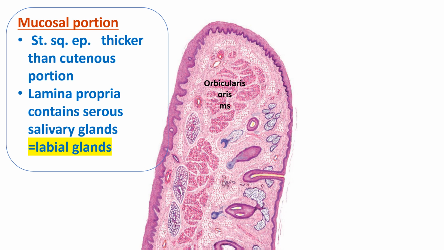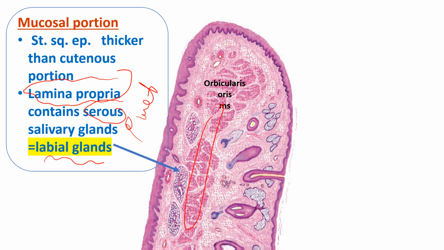Beneath this epithelium, there is a loose connective tissue called lamina propria. This lamina propria contains serous salivary glands. Why do we have salivary glands? To keep our lip wet. This serous salivary gland here is called the labial gland. Can you see here that this is a circular skeletal muscle covered from inside by the mucosal portion, which is epithelium and lamina propria. In the lamina propria, we have some serous salivary glands, which are called labial glands.